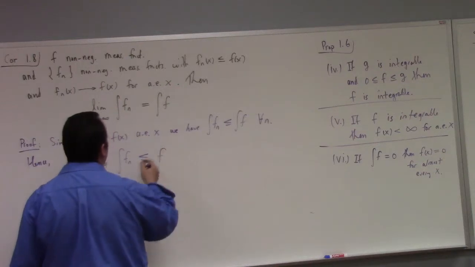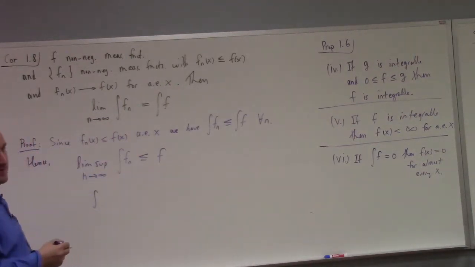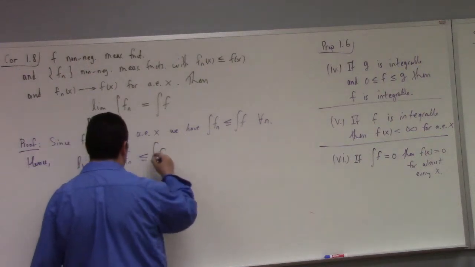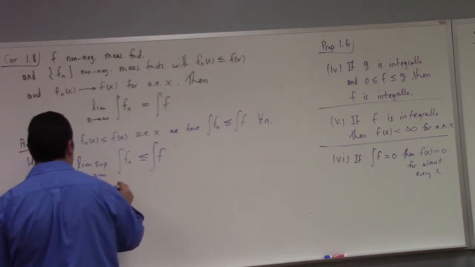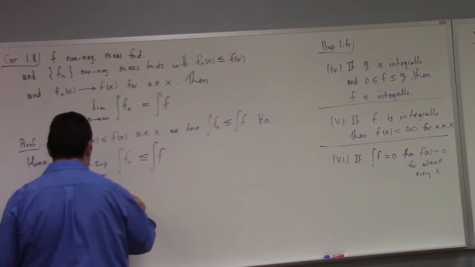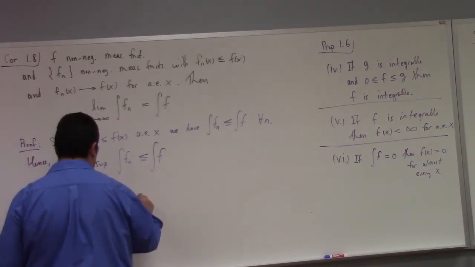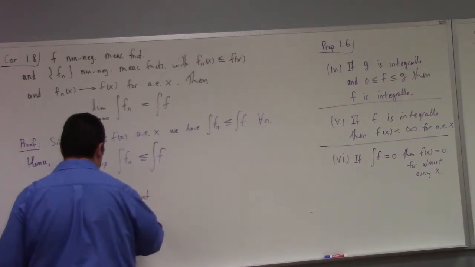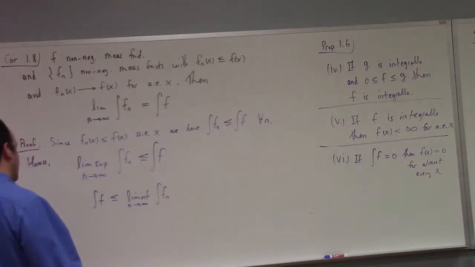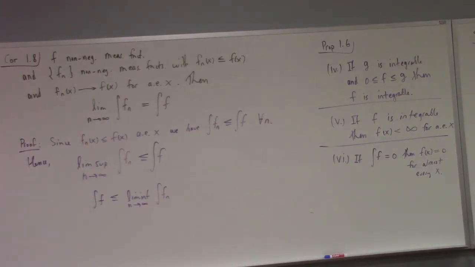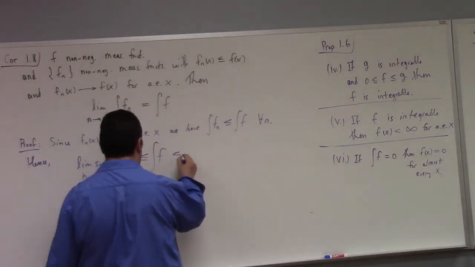I think I'm missing a little something here. The integral of f is what? It's less than or equal to the lim inf. And what does that give you then, if we have both of these things? I guess I could just write this right here, right?